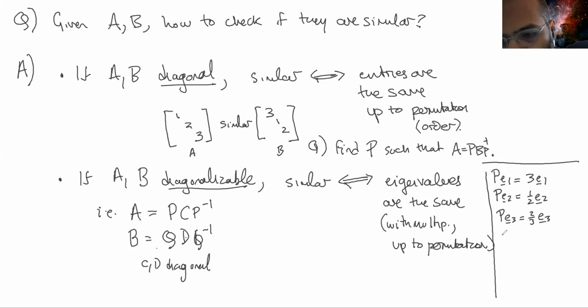Okay, so let's check what happens if you do this. So now if you look at P B P inverse, what will you get? Well, you'll get B, but now you multiply it on the left by P. And you multiply it on the right by P inverse.